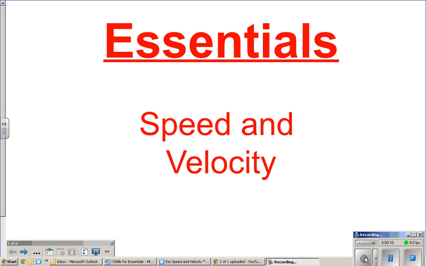Once again, make sure that you've got your sheet of targets out so that you can make sure that you get those as you go through the video, and make sure that you're taking notes, examples and definitions. All right, here we go.